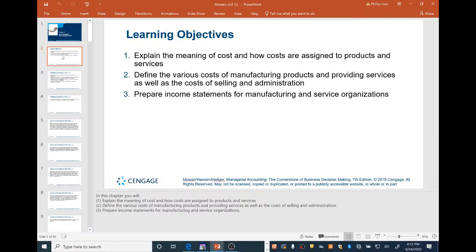So we have three learning objectives for this chapter. We want to explain the meaning of cost and how costs are assigned to products and services. Define the various costs of manufacturing products and providing service, as well as the cost of selling and administration. And then lastly, prepare income statements for both manufacturing and service organizations, because they will differ between the two.